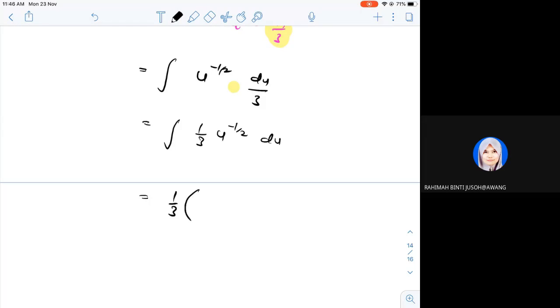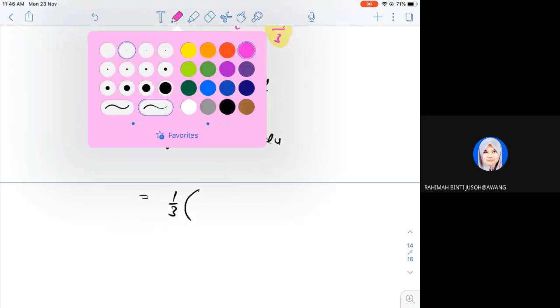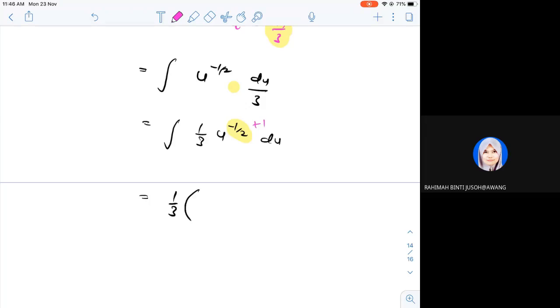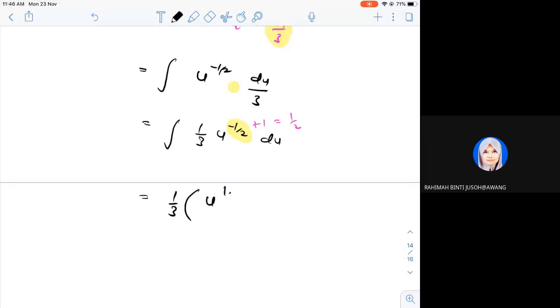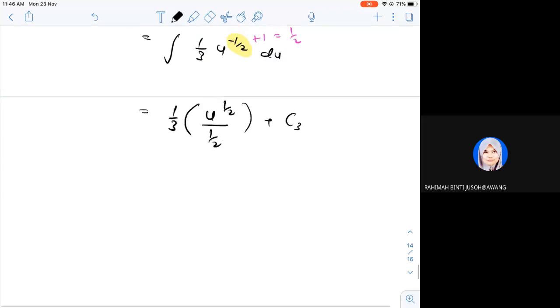Then, the negative half, where does it go? Negative half plus 1, right? You have to add 1, right? Negative half plus 1 becomes 1 over 2, right? Yes. So you will have u to the power of 1 over 2 divided by 1 over 2, plus c3. Okay, in other words, this is equivalent to 1 over 3 multiplied by 1 over 2 brought up, so 2u to the power of 1 over 2 plus c3.